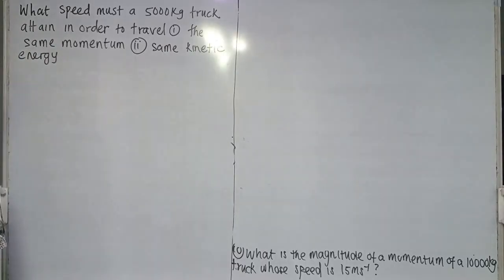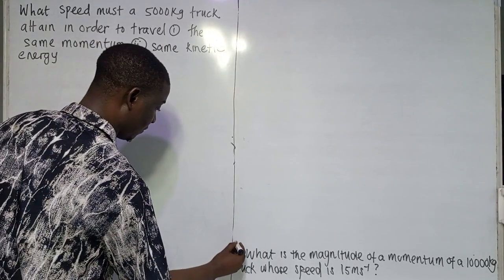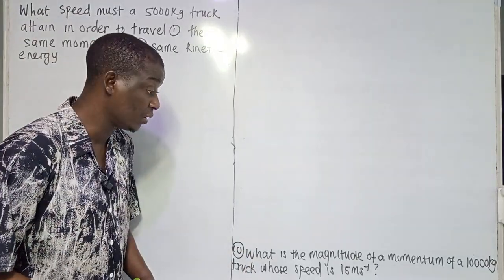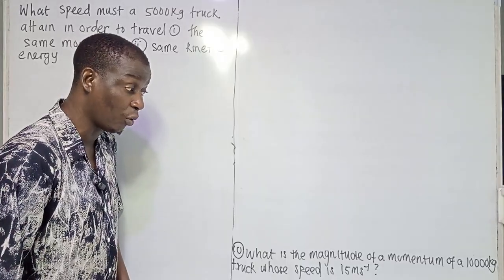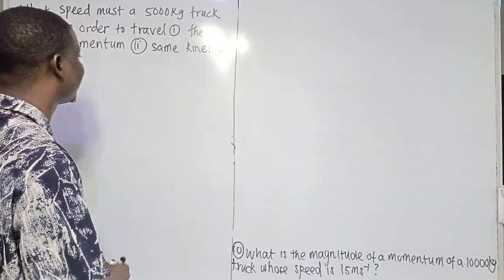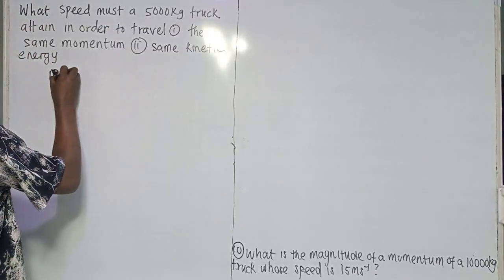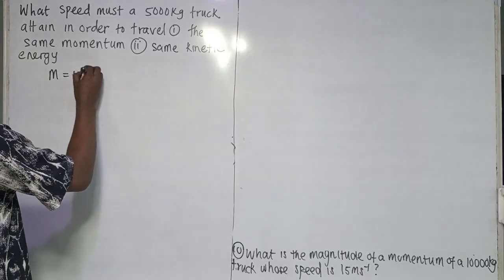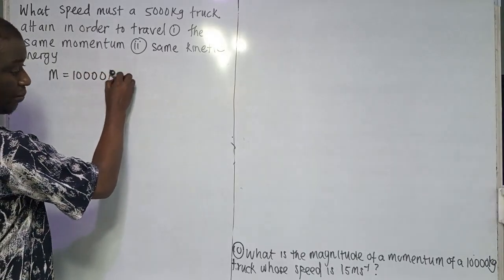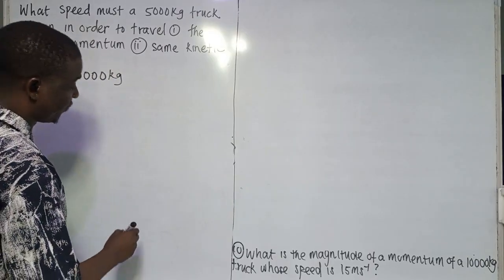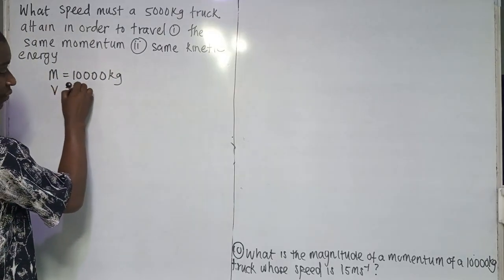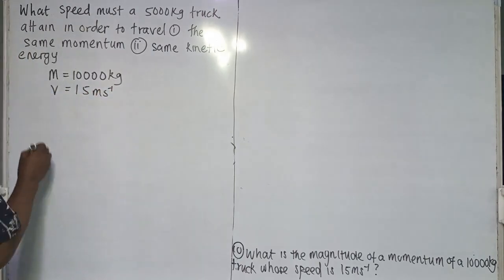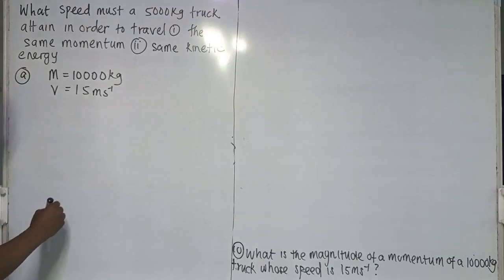Number 10 says, what is the magnitude of the momentum of a 10,000 kilogram mass truck whose velocity is 15 meters per second? Now that is the first question. Let's solve it first. What is the magnitude?